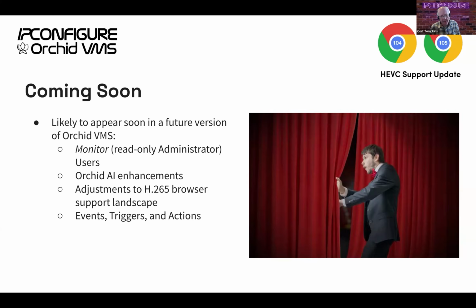This one is a little more tentative, but we have been closely tracking the evolution of the H.265 browser support landscape. So relatively recently, Google Chrome has enabled H.265 support in WebRTC for any system that offers hardware accelerated H.265 decoding. So Orchid supports H.265. You can go in and manually turn on H.265, but it's something that you have to do manually. It's not an out-of-the-box behavior.